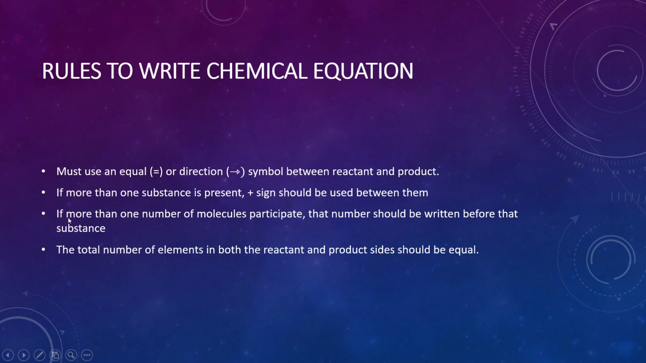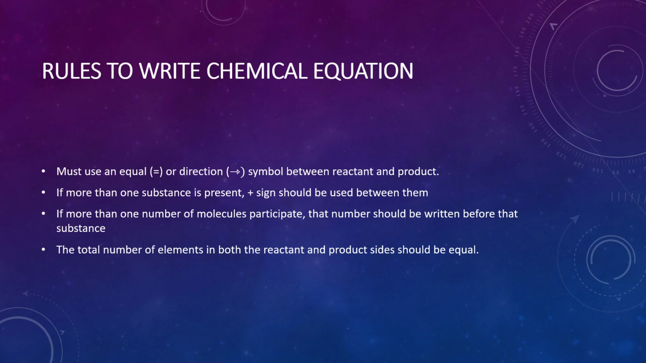Then let's come to the next rule. If more than one molecule participates, then that number should be written before that substance. Suppose two molecules of nitrogen are participating, then we have to write this number before that specific element. The total number of atoms of each element on the reactant and product sides should be equal.